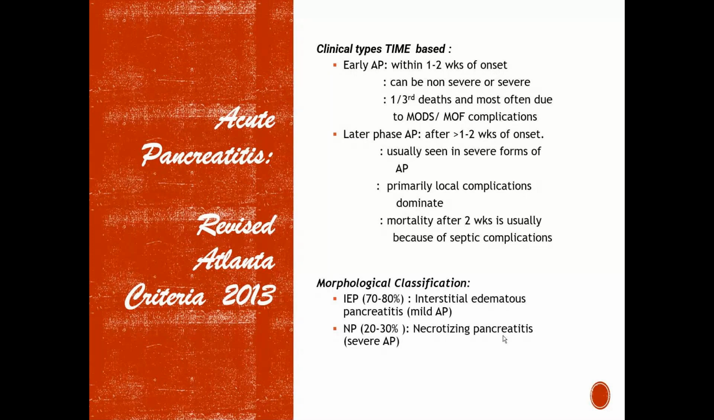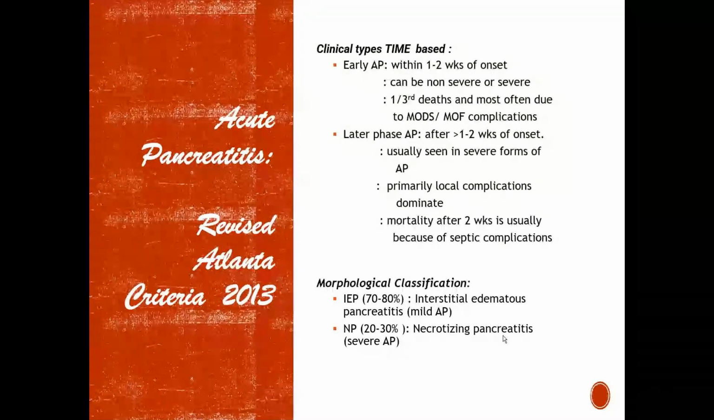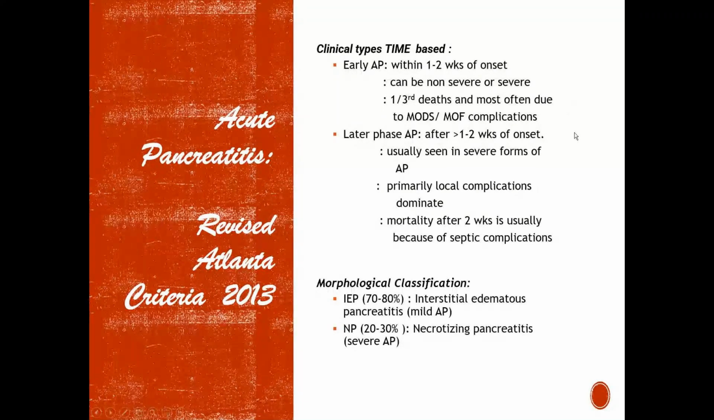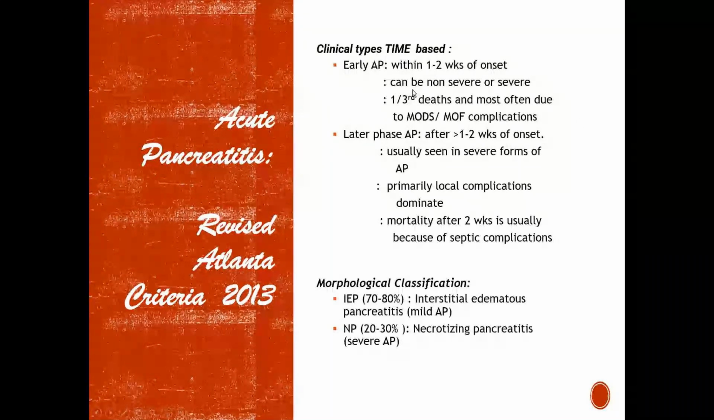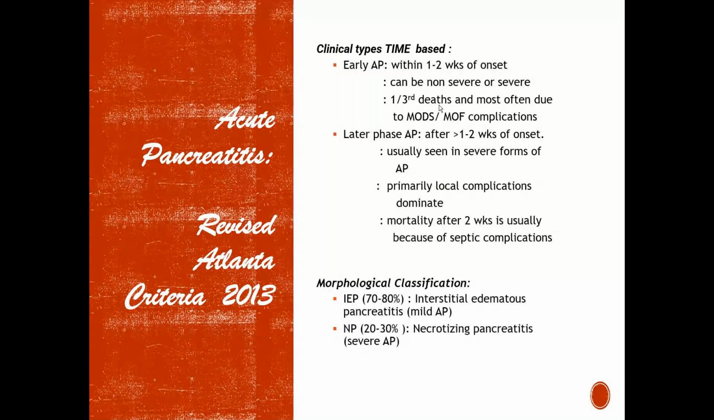And time base classifies acute pancreatitis into two groups: early and late. Early basically means within 1 to 2 weeks of onset. Later phase means after 1 to 2 weeks of onset, right? So why the need to do this? Because in both of them it could be severe, non-severe. That is one part of the story. But what is more important is that we have to recognize in early acute pancreatitis, the mortality and morbidity is most commonly because of multiple organ failure or multiple organ derangement, dysfunction.